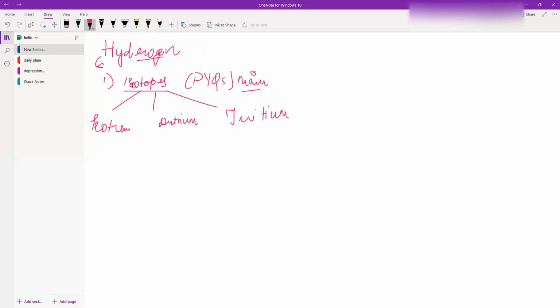If I go with the representation, it's H(1,1), D(1,2), and T(1,3). If anyone does not know this thing, for X with A and B, this is the mass, and this is the atomic number.